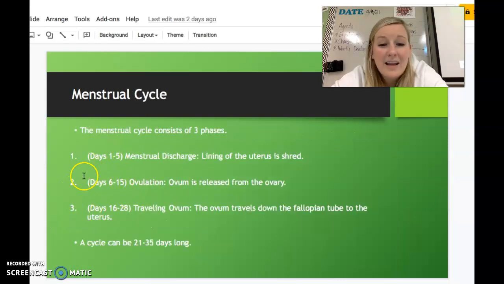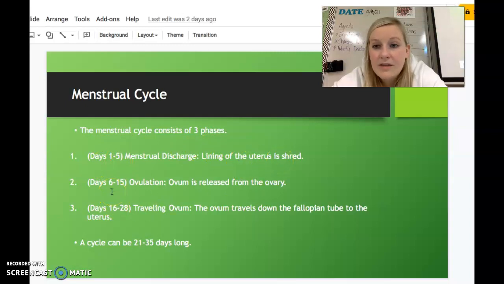As far as the cycle goes with the number of days and how it happens, it's typically going to happen in these 3 different phases. So phase 1 is going to be days 1 through 5 or 1 through 7. Again, nobody's the same person. Everybody's a little bit different. But that's the days that they're going to have their period. The lining of the uterus is shed, that endometrium.